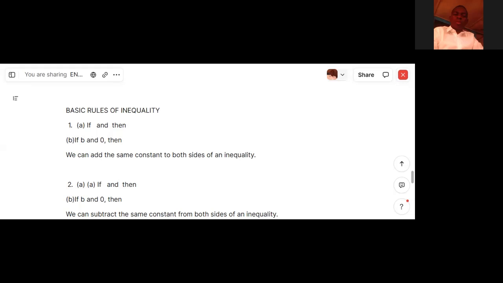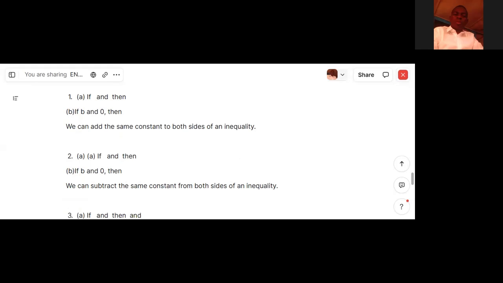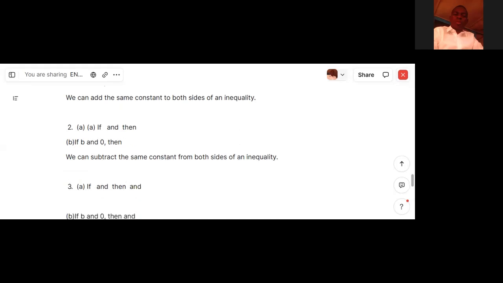That's for one. Secondly, you can subtract the same constants from both sides of an inequality. You can subtract the same constant from both sides of an inequality. Okay, that's for rule 2. Then rule 3.